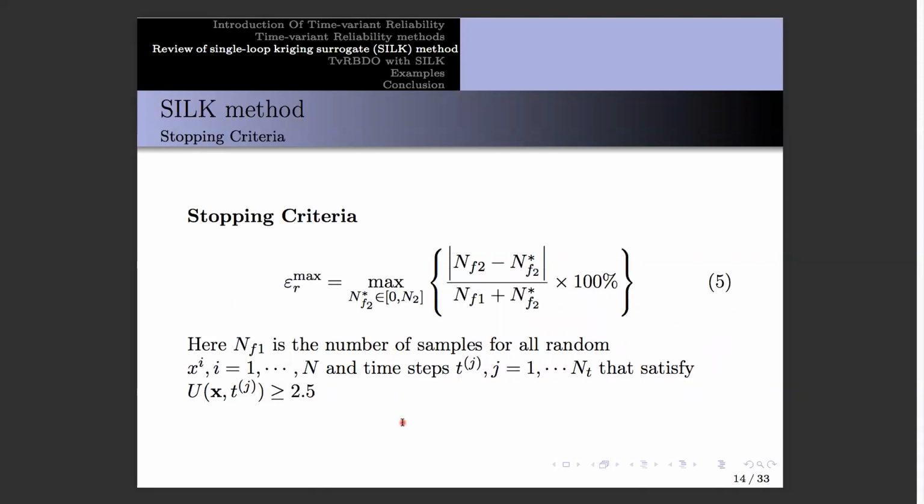Lastly, the stop criterion for the updating is that the maximum prediction error is lower than a limit value. In this research, we use 5% as the limit. The maximum prediction error is given by this formula. Here, F1 is the number of samples for all random variables X and time steps T that satisfy our criteria described in the previous slide.